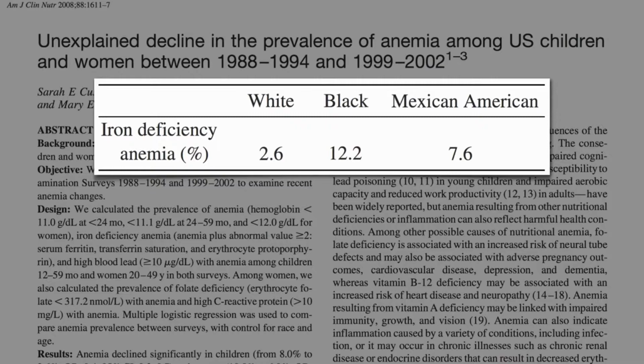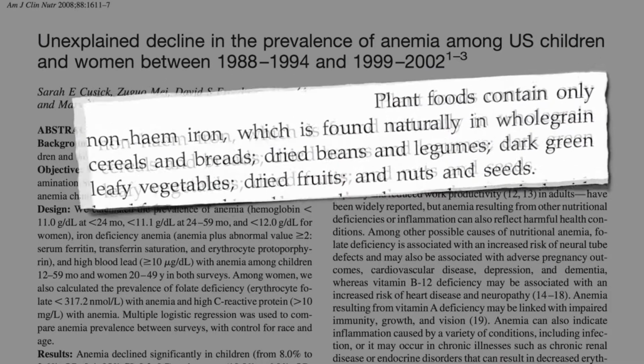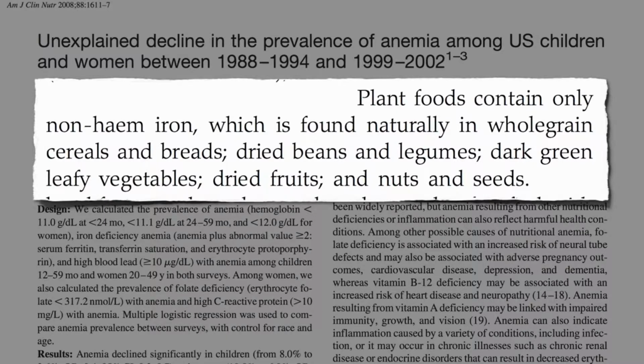Taking our leading killers into account, heart disease, cancer, diabetes, the healthiest source of iron, right? It appears to be non-heme iron, right? Found naturally in abundance in whole grains, beans, split peas, chickpeas, and lentils, dark green leafy vegetables, dried fruits, and nuts and seeds. But how much money can be made on beans?